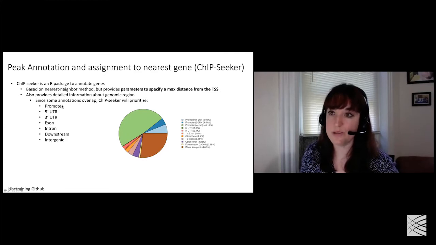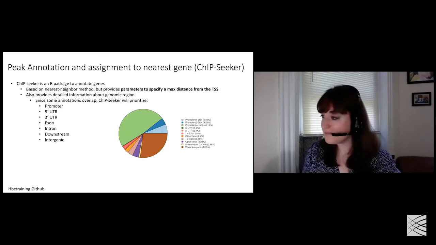So promoters are always going to have first priority, and then the regulatory UTRs, and then the gene bodies, and then intergenic peaks, because there are a lot of peaks that are really far away from the nearest promoter, and therefore it may not assign it to a gene. It might just say that this is an intergenic peak.